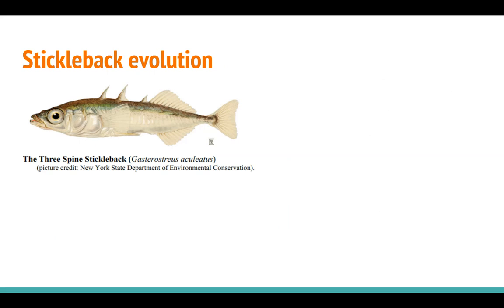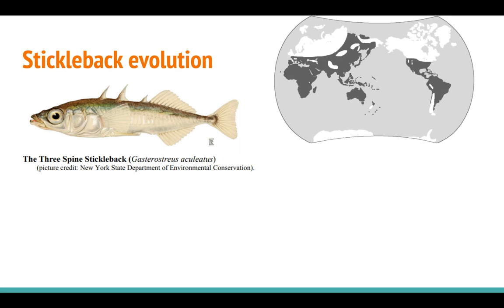So our case study is going to focus on this little tiny fish. It's called a stickleback. It's the size of a minnow, but they're called sticklebacks because they have those little pokey things on their back. This one's called a three-spined stickleback for obvious reasons. Three-spined sticklebacks live in oceans, but they can also live in freshwater.